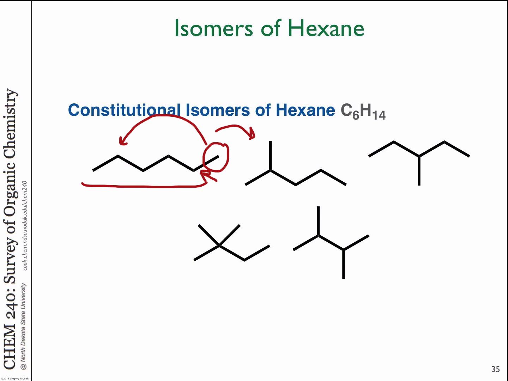Okay? If instead you took that from the end and put it on the middle carbon, that would give you the third molecule. Okay, that's different. It's a different molecule than the second one. Hopefully you can see that. What if I were to take that off the end here and put it on this carbon? What would that structure look like?